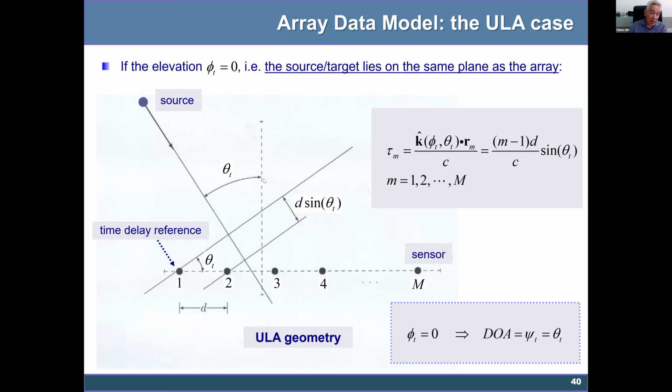This angle can be either the azimuth or the elevation, depending on the orientation of the linear array, but you can't estimate both. You have to assume that you know one of the two and you estimate the other. If you want to estimate azimuth and elevation separately, you need a planar array or a conformal array or a volume array.